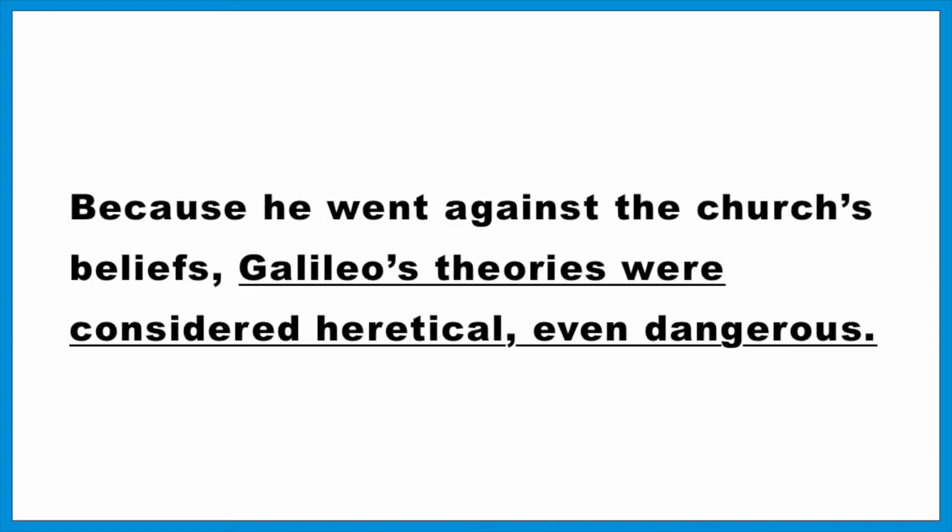Let's try one more. Because he went against the church's beliefs, Galileo's theories were considered heretical, even dangerous. Again, what noun went against the church's beliefs? Galileo the person. But the way it's written, it sounds like it's talking about his theories. So we have to change it to make it not possessive. It needs to say something like, because he went against the church's beliefs, Galileo was considered dangerous because of his theories, or other variations as well, as long as it says Galileo without the apostrophe S. So, be careful when they give you a possessive noun after the intro. A possessive noun is not the subject.